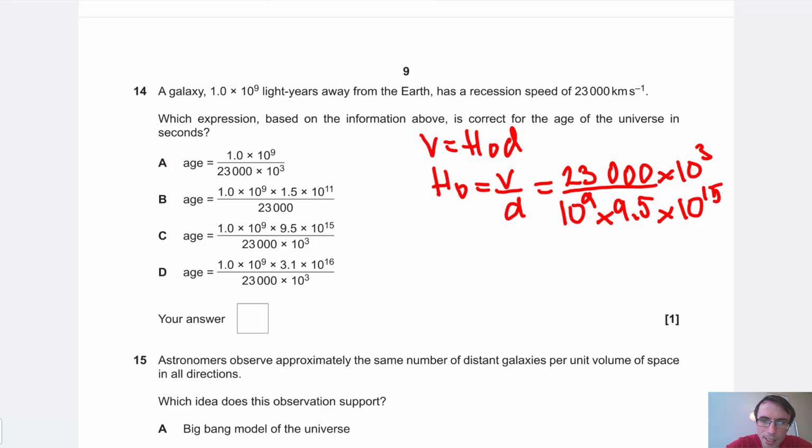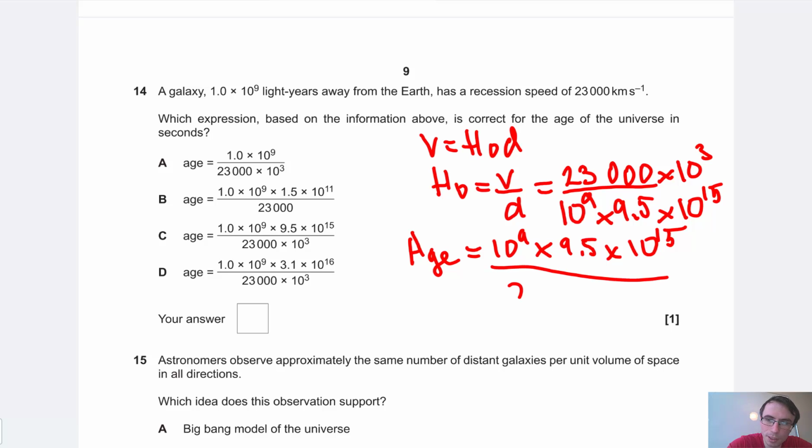Okay, now the age will be 1 over that value, which is going to be 10 to the 9 times 9.5 times 10 to the power 15 divided by 23 times 10 to the power 3. Let's write it like this. Okay, so which answer will this correspond to? 1 times 10 to the 9, 9.5 times 10 to the power 15. Yep, correct answer appears to be C, as we can see.